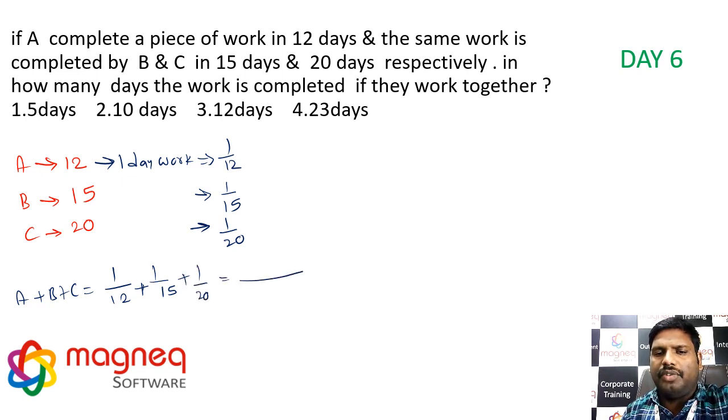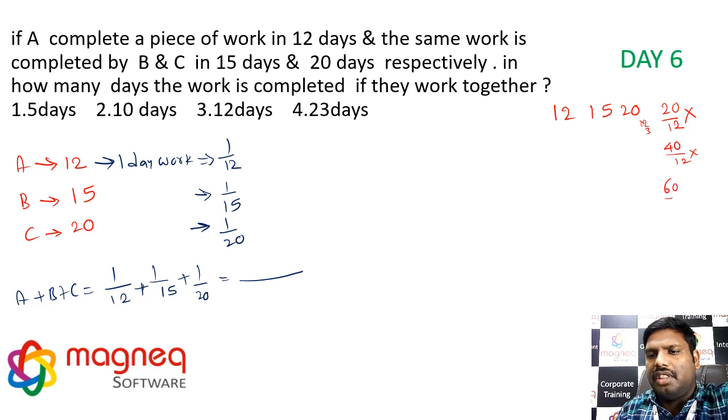So LCM of 12, 15 and 20. There is a shortcut. 20 is the maximum value. 20 is not divisible by 12, so it is not the LCM. 2 times 20 is 40. 40 is not divisible by 12. Next, 3 times 20 is 60. 60 is divisible by 12, 60 is divisible by 15, and 60 is divisible by 20. So LCM of 12, 15 and 20 is 60.